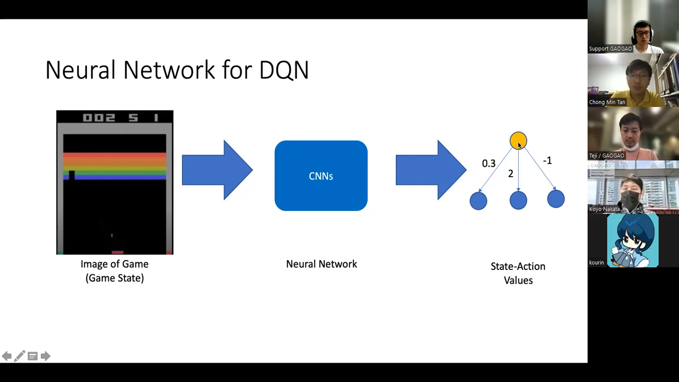That means, from this state in yellow, what is the expected discounted sum of future rewards if I take action 1, action 2, or action 3? Anyone can tell me, let's do a mini quiz. This is action 1, action 2, and action 3. If the neural network gives you these values, 0.3 for action 1, 2 for action 2, and -1 for action 3, what do you think is the best action to take from this state in yellow? Anyone can tell me? Okay, I see a chat. Action 2. Okay, very good.